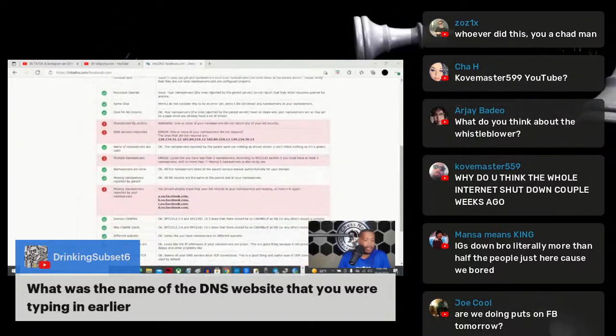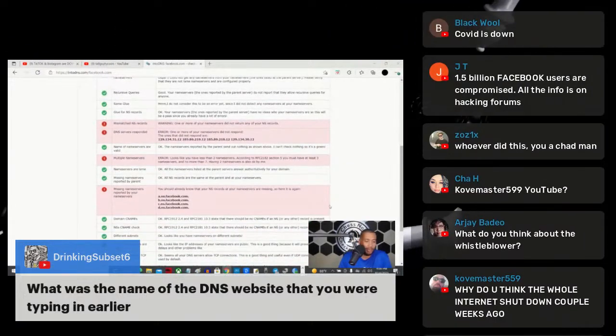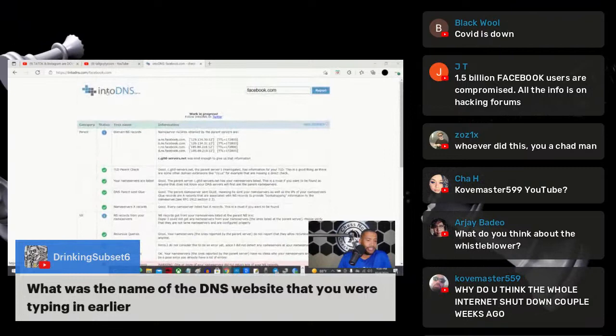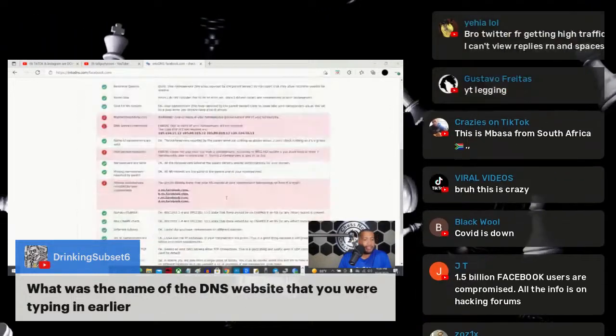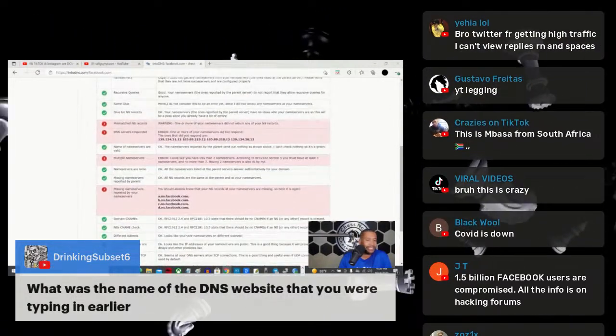Right? So if we look at it, you see all this red that's not normal, right? So this site name is into DNS.com, right? So that means there's something, look at this mismatch.